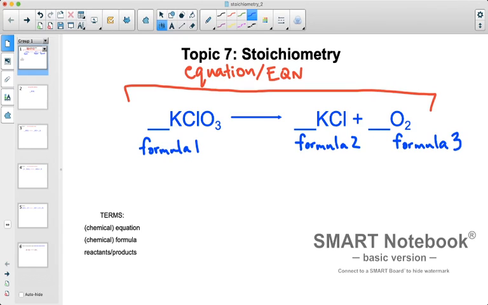Now, in addition to looking at the whole equation and looking at the many formulas that make up the equation, you should also know that in the forward reaction, there are always reactants and products. And in the forward reaction, our reactants are always left of the arrow. And in the forward reaction, we always have our products to the right of the arrow.